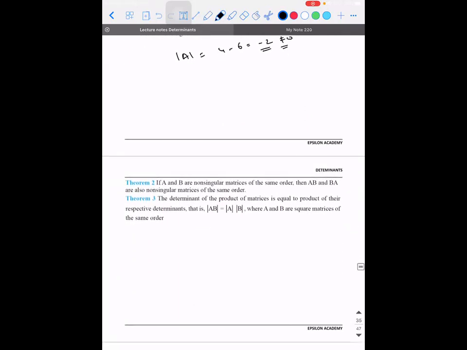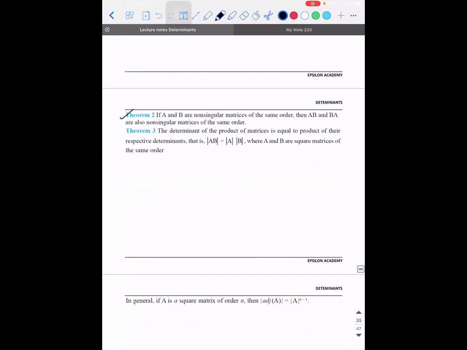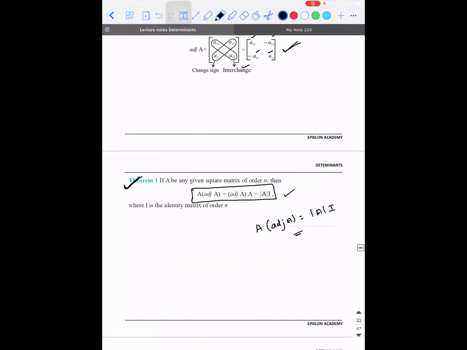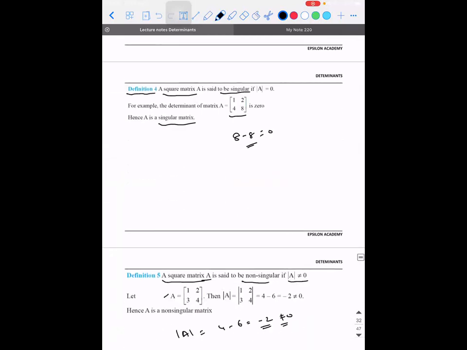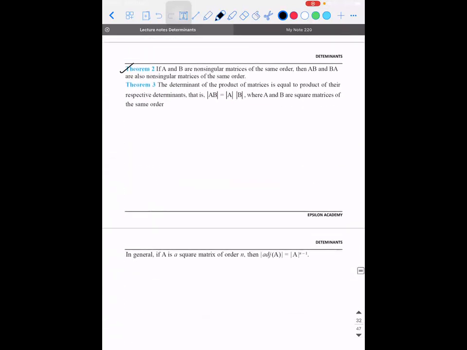Right. These are all simple points. Next, theorem number 2. Theorem number 1 says A into adjoint of A is equal to adjoint of A into A, which is equal to determinant of A times the identity matrix. And theorem number 2 states that if A and B are non-singular matrices of the same order, then AB and BA are also non-singular matrices of the same order. All these theorems go without proof. If you have two non-singular matrices, A and B, that is, their determinants are not equal to 0, and they are of the same order, then what is the conclusion? The conclusion is that the product AB and the reverse product BA, if you calculate the determinant of both, will also come out as a non-zero value. This is the conclusion that we can keep in mind.